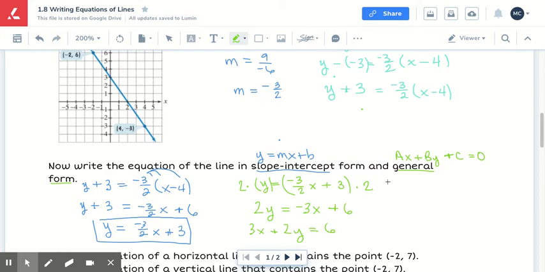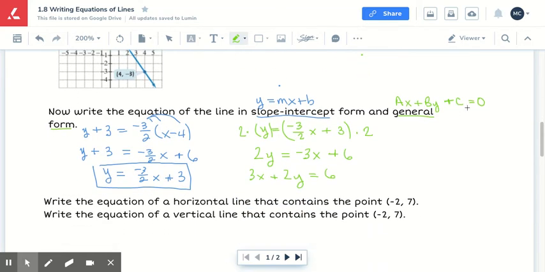Now the only thing left to do from there is to create a 0 on the right-hand side of the equation. So to turn the 6 into a 0, I'm just subtracting 6 from both sides of the equation. And that would not be like any of the terms that are over there already, so it ends up just being on the end there. And this is now in general form.